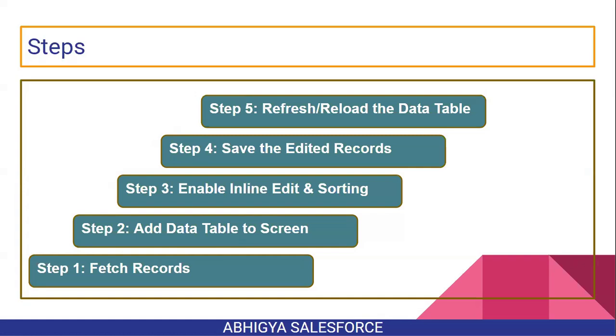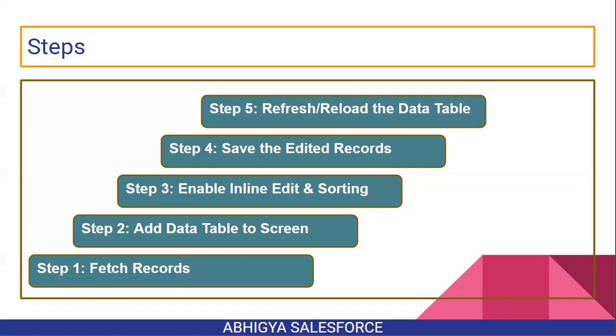In the third step, we can give inline edit and sorting to the fields we want. Which fields we want to inline edit and which fields we want to sort, both are different. Inline edit is different, sorting is different. For the fields you want to inline edit, we can enable inline edit solely for that specific field, and for the fields we want to sort, we enable the sorting option. And we can save the records.